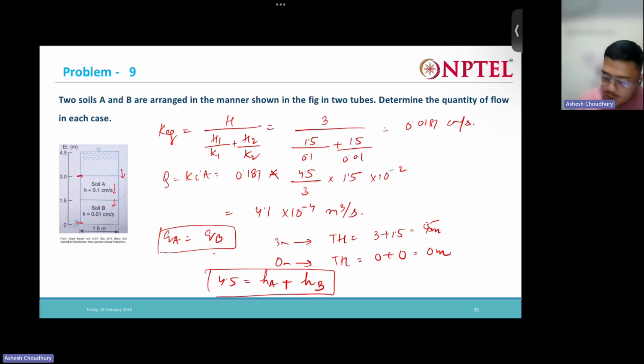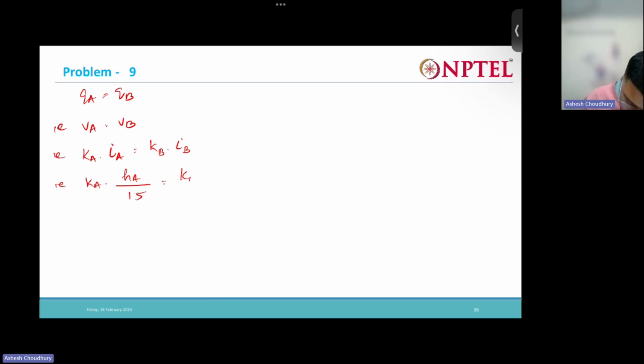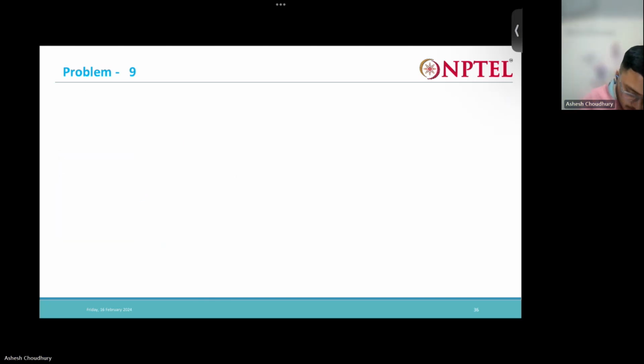Done. Now as QA is equal to QB, we can write VA is equal to VB, or we can write KA into IA is equal to KB into IB. Therefore, KA into HA by 1.5 is equal to KB into HB by 1.5. Therefore, HA by HB we can write as KB by KA. So what is KB by KA? KB by KA is given, so it is nothing but 0.1.